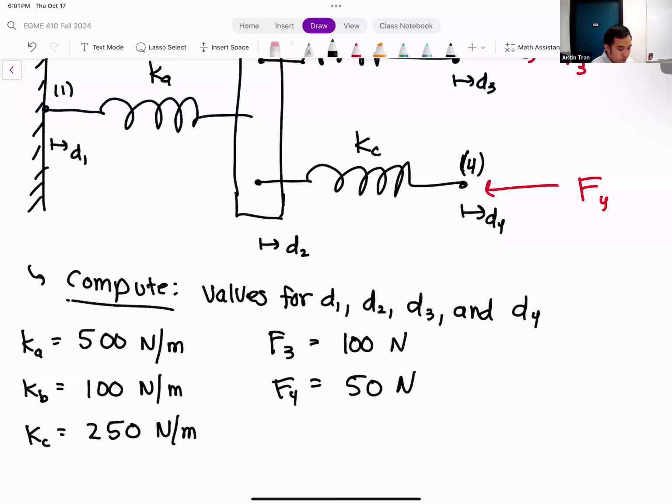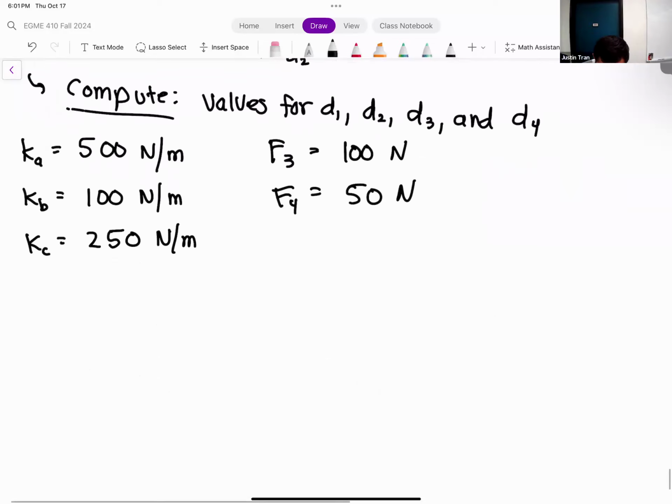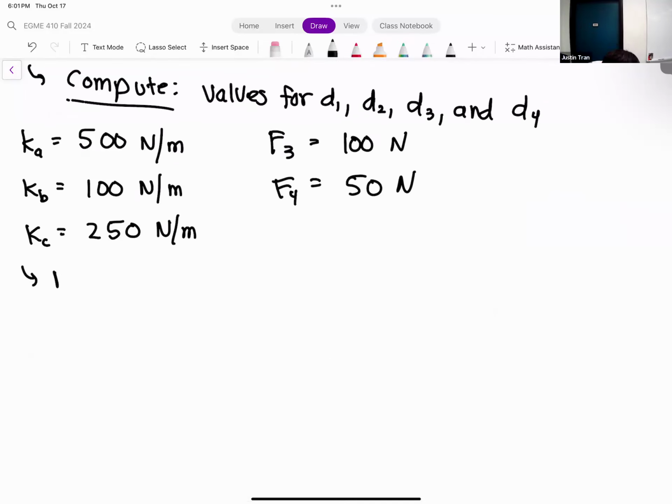Okay. So we're going to solve this problem using the direct stiffness method, basically following the same process that we did before. Remember, the direct stiffness method involves 3 separate steps that you have to do by hand. Okay. So step 1 is we're going to write out the element stiffness matrices for each element.